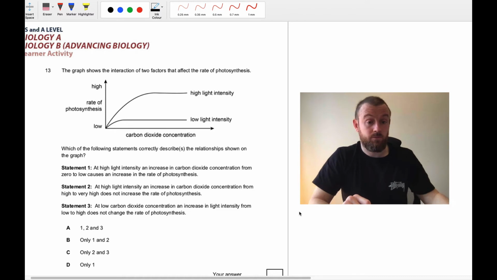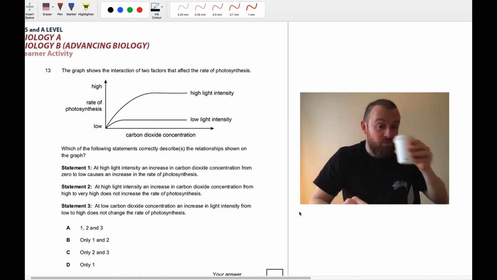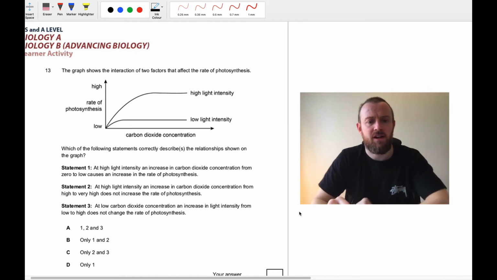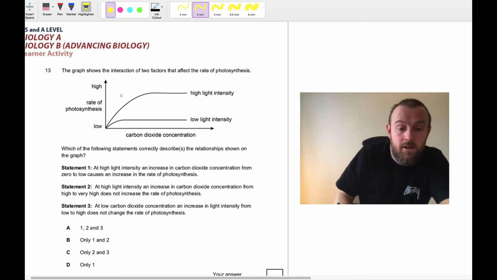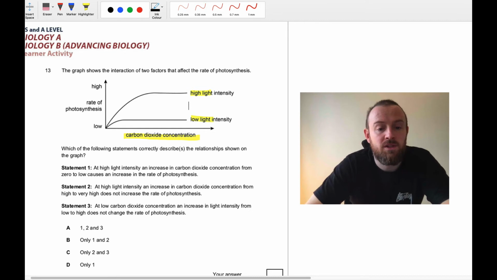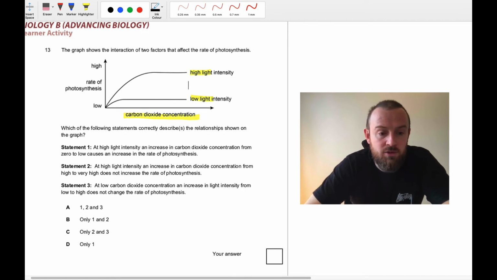13. The graph shows the interaction of two factors that affect the rate of photosynthesis: carbon dioxide and light, basically. If we look at that, we've got CO2 down here, and we've got low light and high light. So those are the two factors. Which of the following statements correctly describes the relationship shown on the graph?